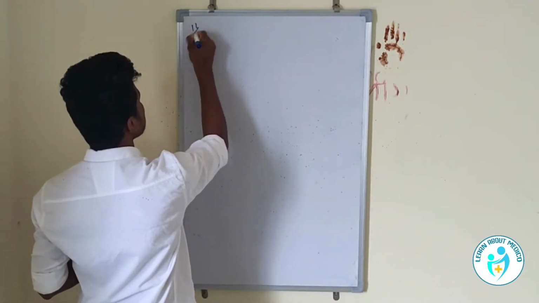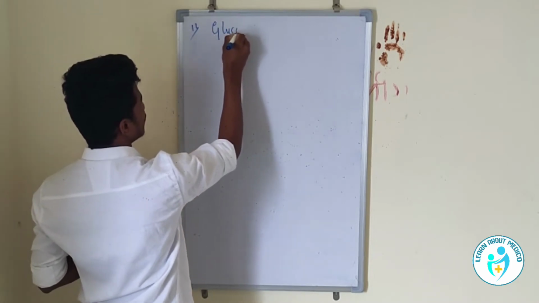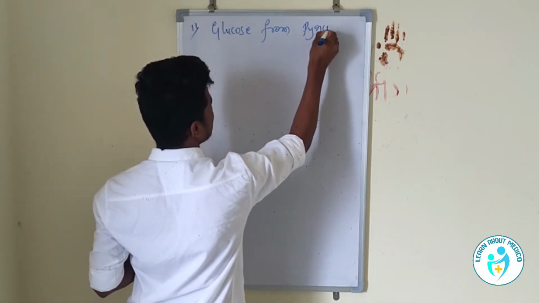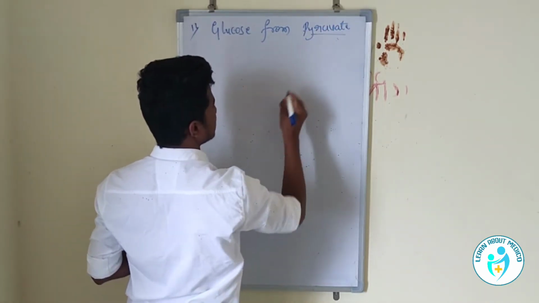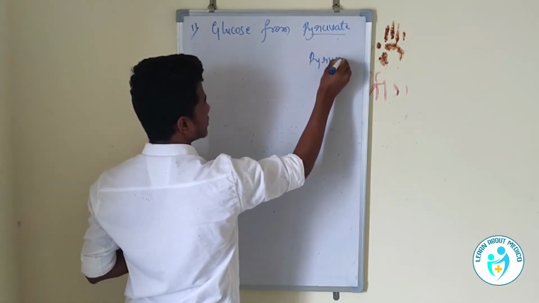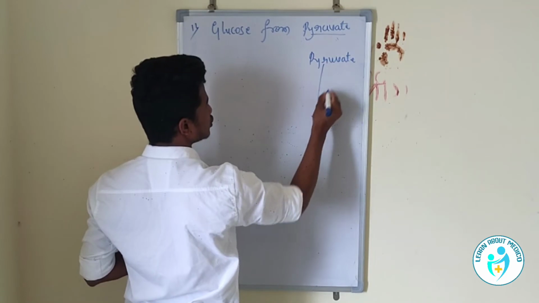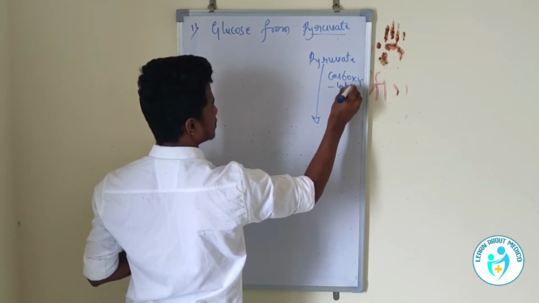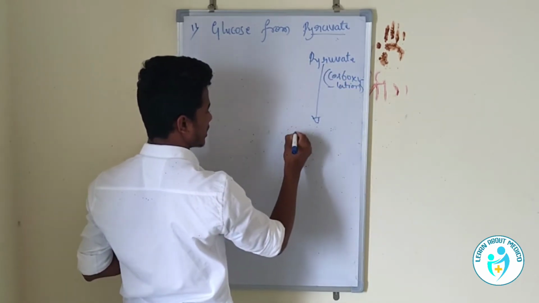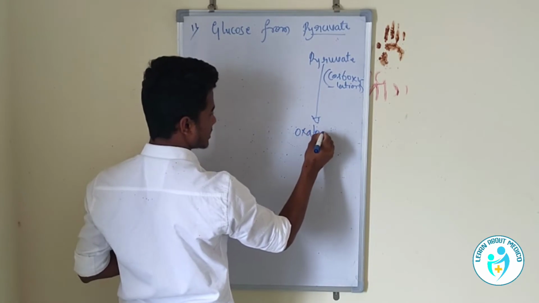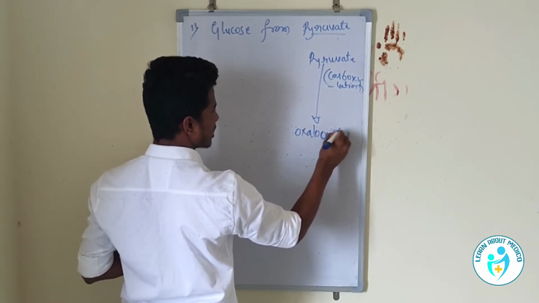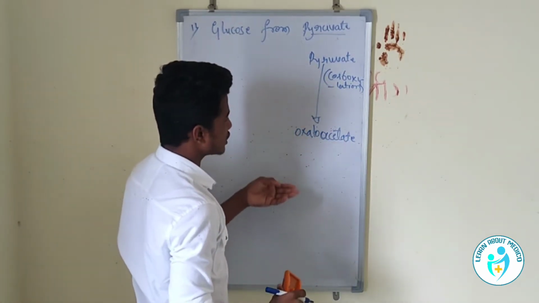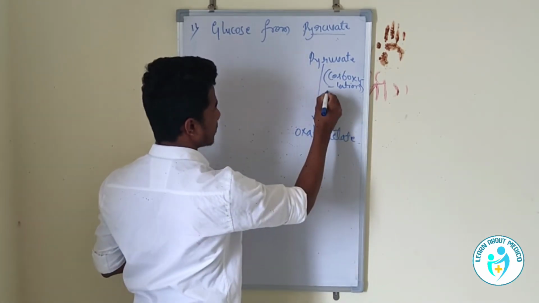The first one is the synthesis of glucose from pyruvate. Pyruvate undergoes a carboxylation reaction to produce oxaloacetate, with the help of the enzyme pyruvate carboxylase.